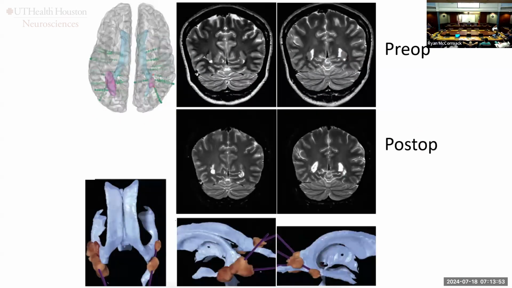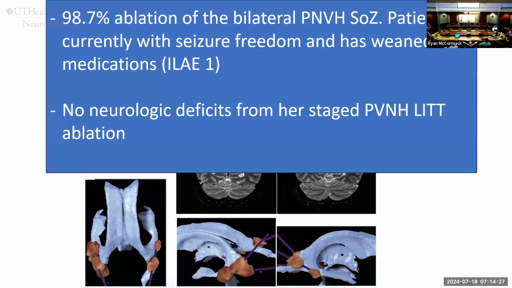When you look at it postoperatively, this is the 3-month post-op scan. You can see there's substantial destruction of the PVNH nodule. And this is actually modeling of where we ablated the tissue. And you can see we did a very good job. Green is showing if there's any residual PVNH, and there's really no residual. This patient was treated with 3 different lasers with over 98% ablation of the PVNH. So this patient has a 98.7% ablation of their bilateral PVNH seizure onset zone.